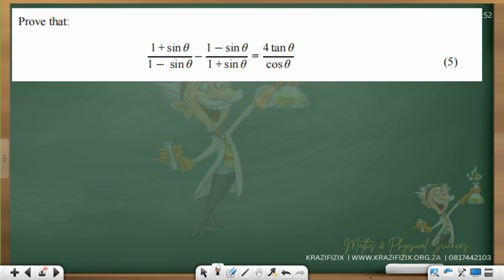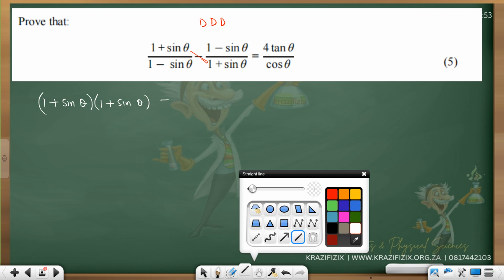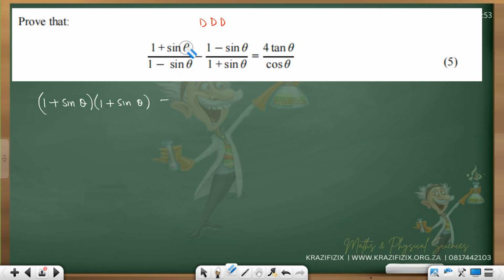What would I do? I would use my DDD. It's a fraction. Guys, the reason we repeat so many examples is the principles are the same. So if I multiply, I would have 1 plus sine theta multiplied with the one at the bottom. 1. Please don't forget D, diagonal. If you forget these little principles, we're going to have a challenge there. Now, there's a minus. Then we go for the second one. And that's how we deal with fractions.